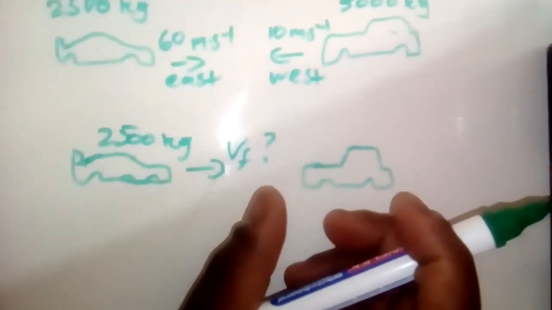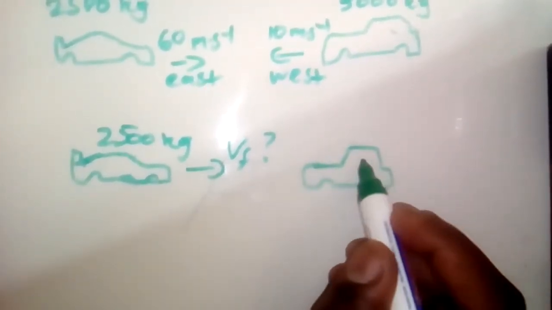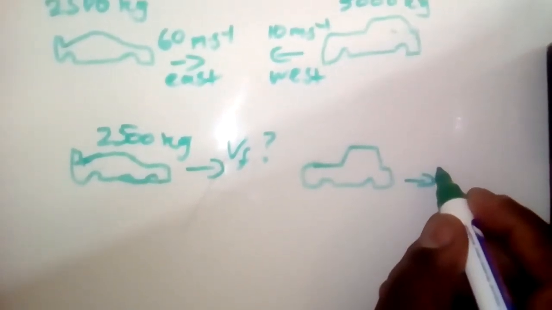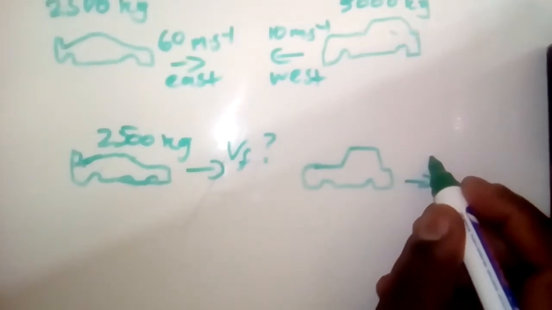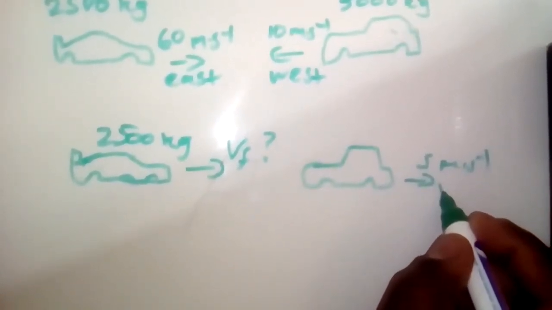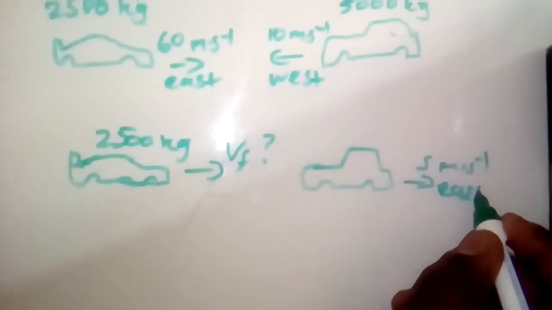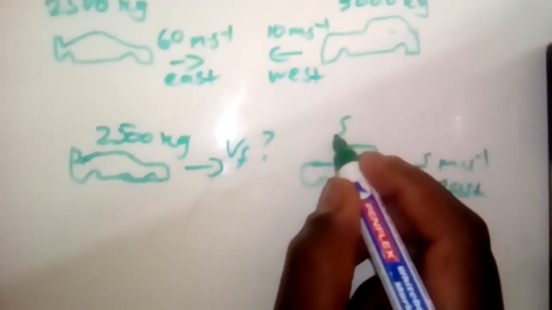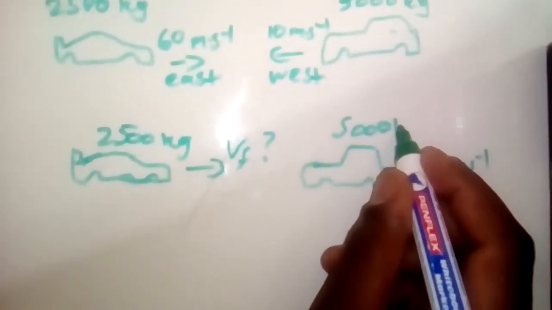After the accident, let's just say the force was so strong that it caused it to move. Let's just say at a velocity of, let's say, 5 meters per second, to the east, actually, right? So it was moving to the west. After the accident, it moves to the east, and it still has a mass of 5,000 kgs.